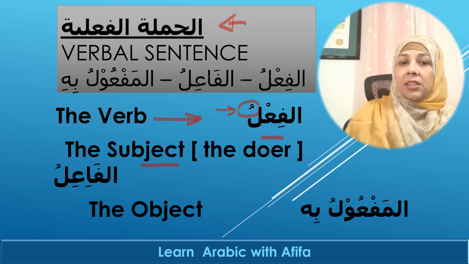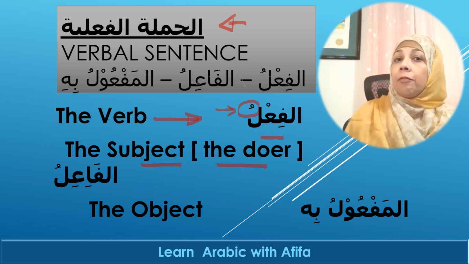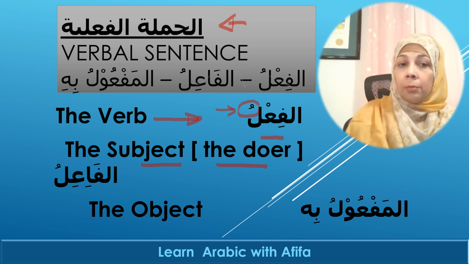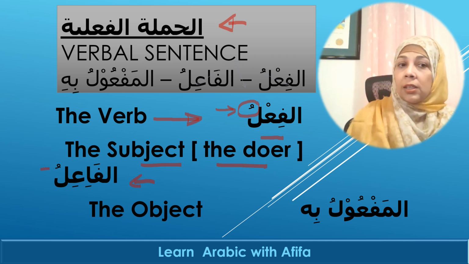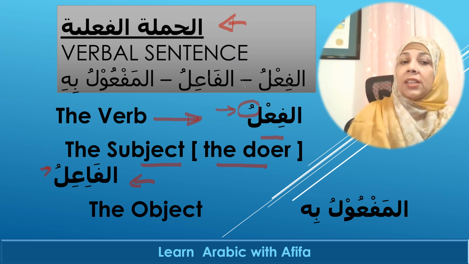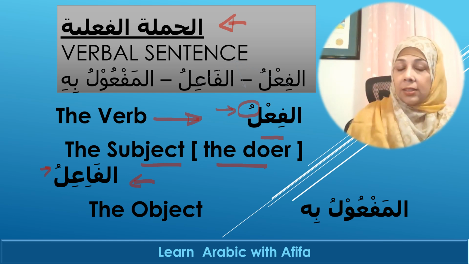We said the subject, which is the doer of the action of the verb, is called al-fa'il. You can also continue and pronounce this haraka at the end, the vowel sign at the end, and you can say al-fa'ilu. Okay, that's the subject. We said the object is in Arabic called al-maf'ulu bihi.